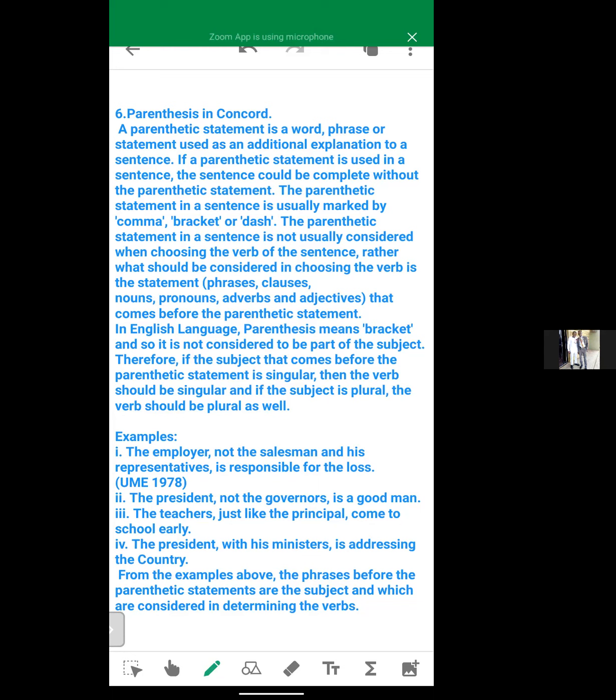So an example of this principle is the employer, not the salesman.